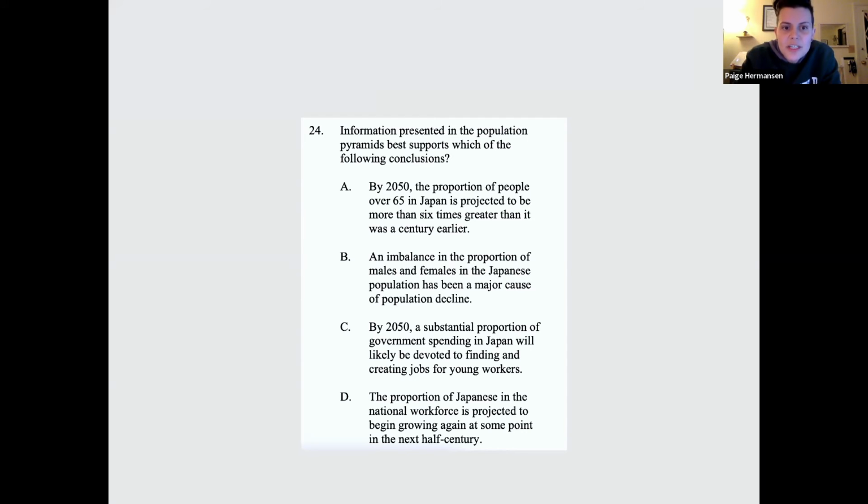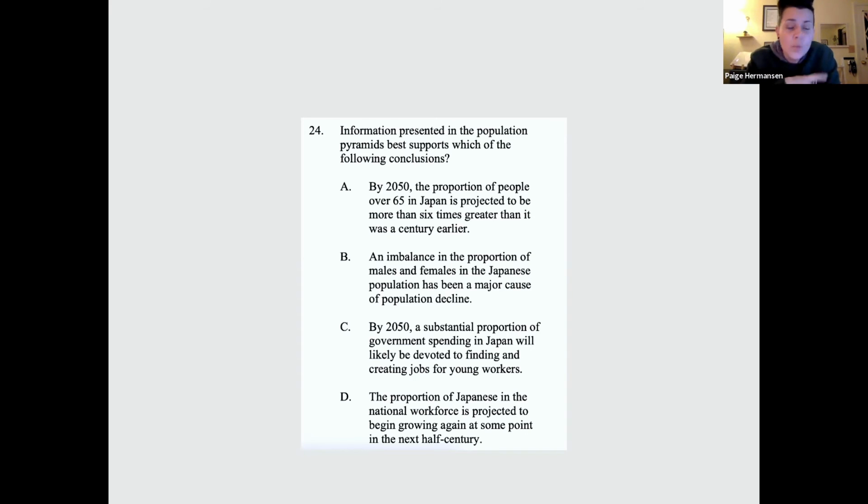C, by 2050, a substantial proportion of government spending in Japan. Does this graph say anything about government spending? No, get rid of it. C is gone. D, the proportion of Japanese in the national workforce is projected to begin growing at some point in the next. Does this say anything about workforce? No, get rid of it. The answer option is A, right?